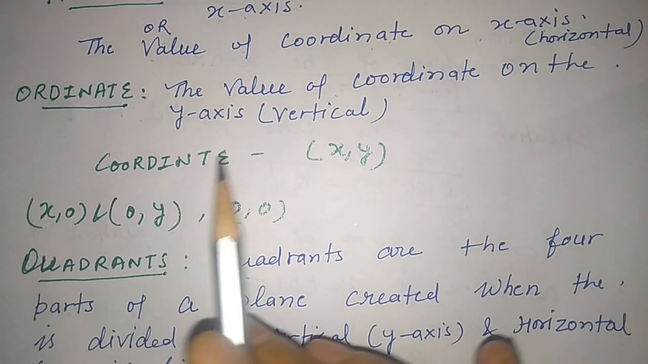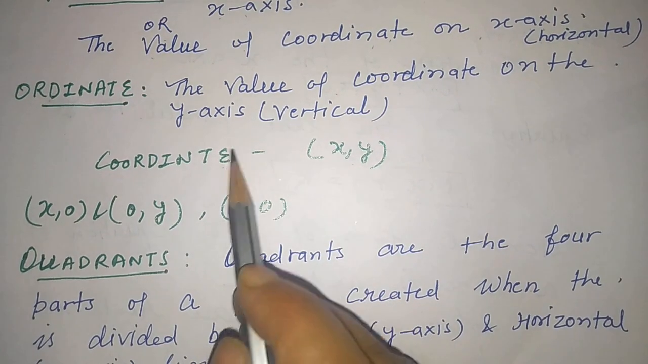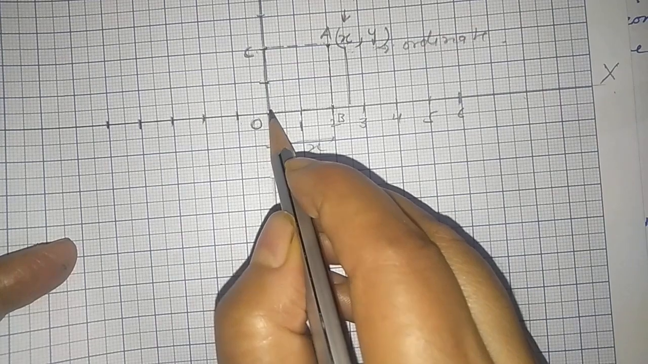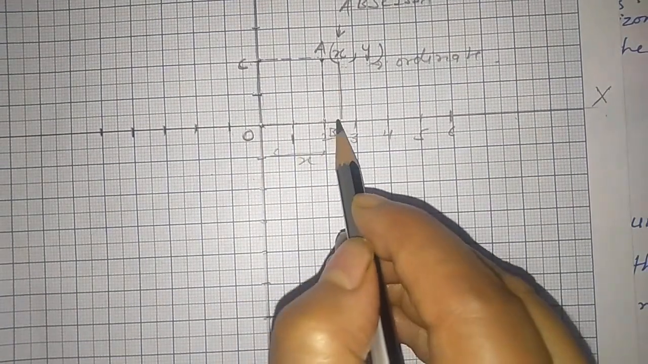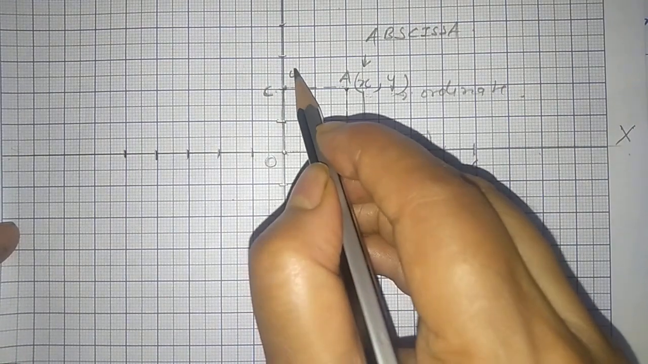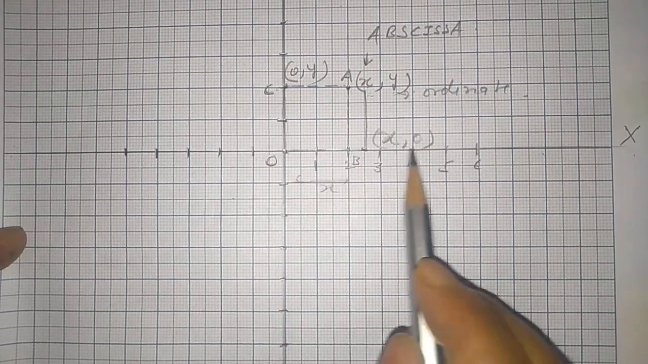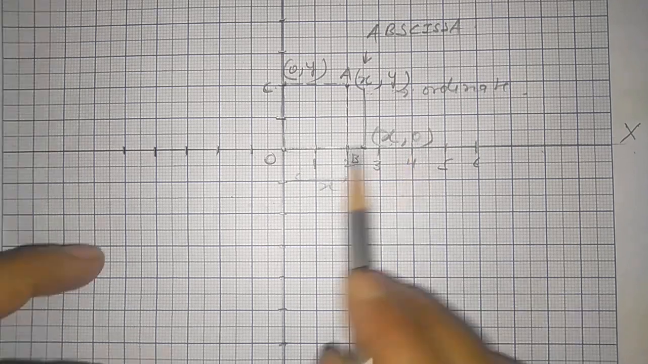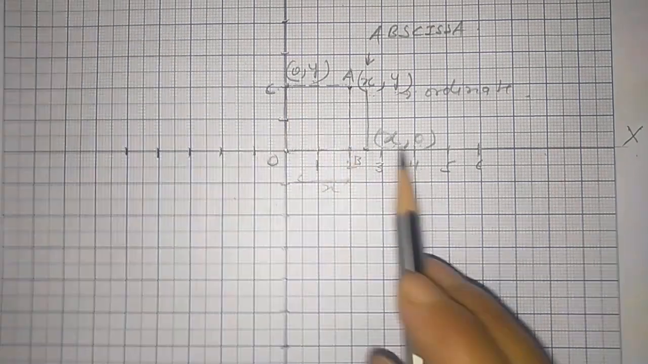Now both together, this x and y, are known as coordinates. So these are the coordinates x and y. If we have 0, 0 at this point, the coordinates of the origin are 0, 0. The coordinates of this point, suppose we take it here, are x and 0, because the distance on the x-axis is x and the distance on y is 0. And the coordinates of this point are 0 and y, because the distance on the y-axis is y but the distance on x is 0.